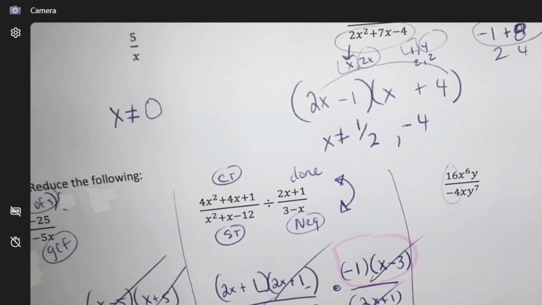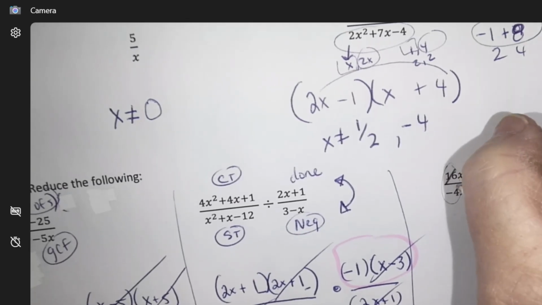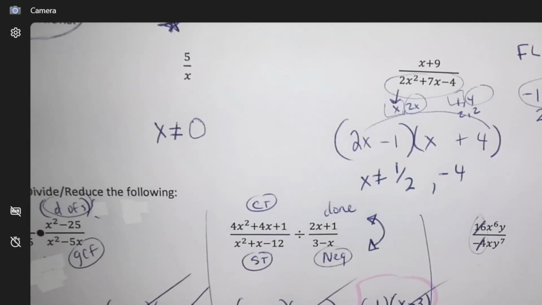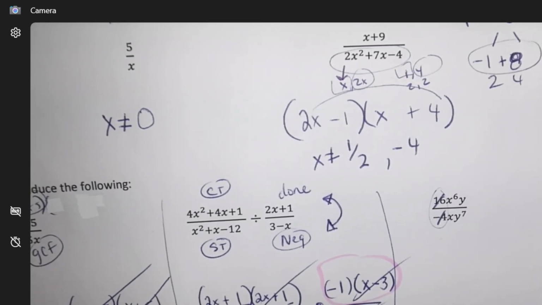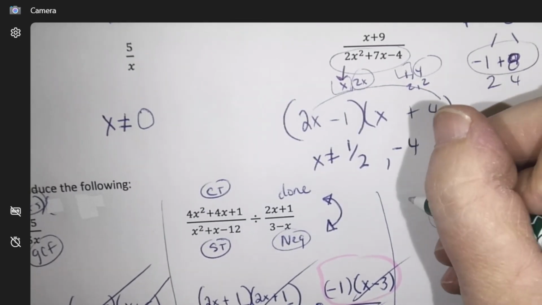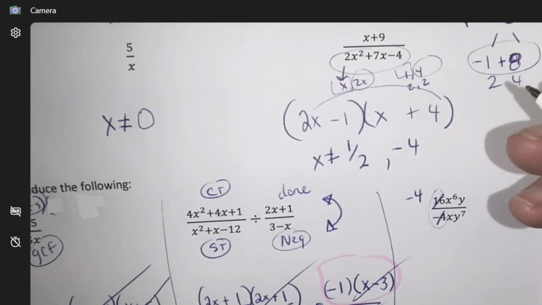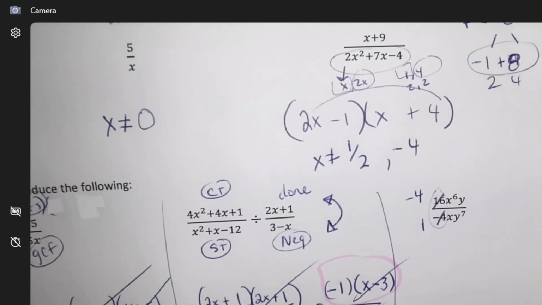Okay, first thing I'm going to do is look at the digits. So there's a 16 and a -4. So I'm going to cancel by dividing each by a -4. So dividing by -4 is -4. Dividing by -4 is what?